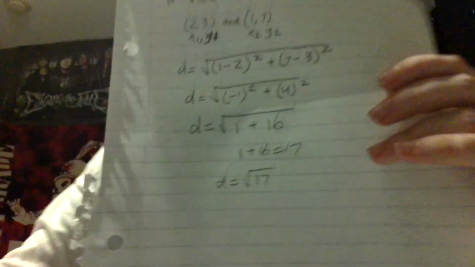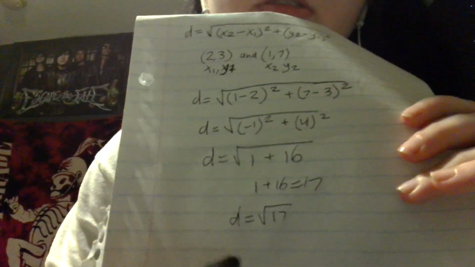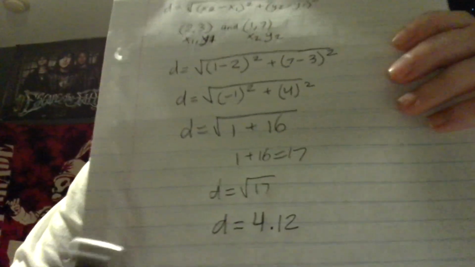Now let's go ahead and solve the square root of 17. I'm going to use my calculator, 17, the square root. So I got d equals 4.12. So here's my final answer.